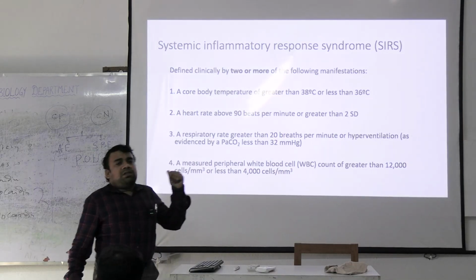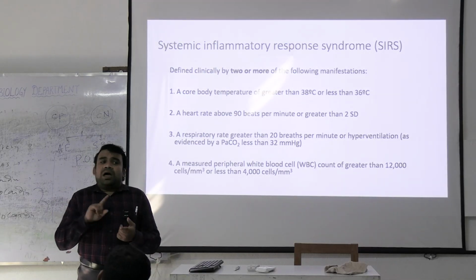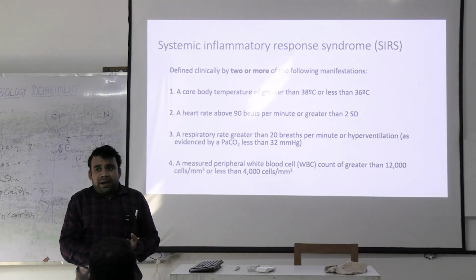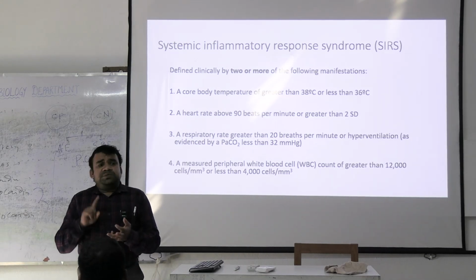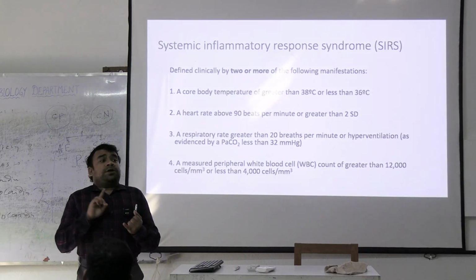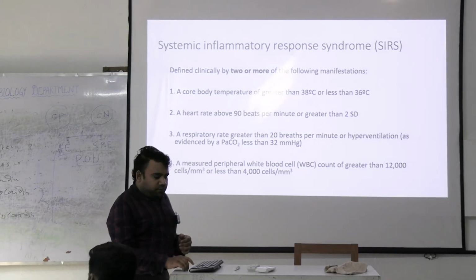Now these are all the manifestations of the inflammatory response. So what can happen? Hyperthermia or hypothermia can occur, heart rate will increase, respiratory rate will increase, and WBCs you can get high or low, that is either above 12,000 or below 4,000.